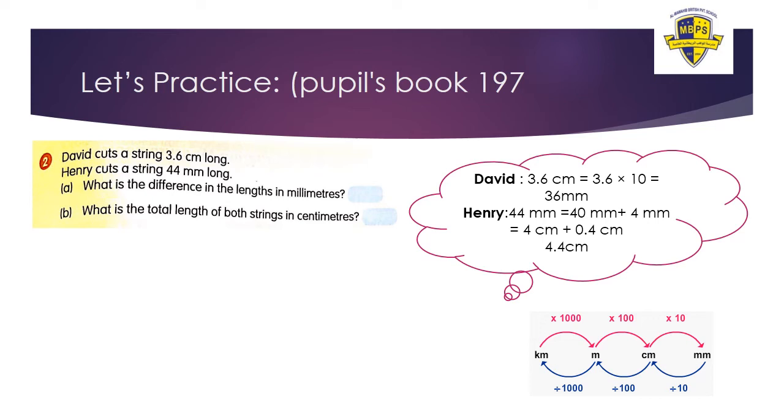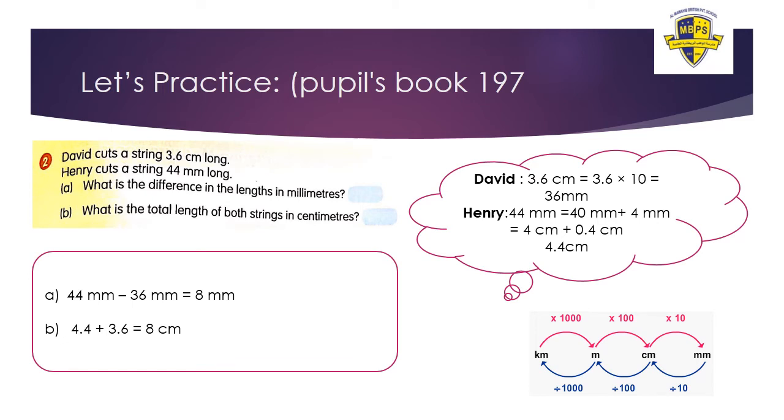Now, let's find A. What is the difference in the length in millimeters? Right, try to find the difference. Difference means minus. Excellent. So 44 millimeters minus 36 millimeters equals 8 millimeters.